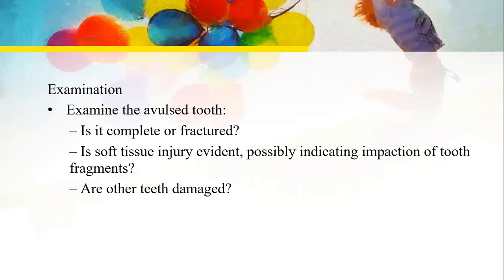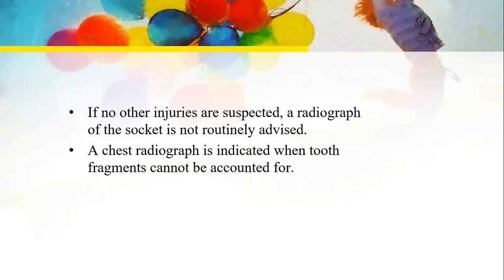On examination, examine the avulsed tooth. Is it complete or fractured? Is soft tissue injury evident, possibly indicating impaction of tooth fragments? Are other teeth damaged? Check the adjacent teeth also, and the lower teeth. If no other injuries are suspected, a radiograph of the socket is not routinely advised. But if you suspect further injury, you can go with the radiograph.